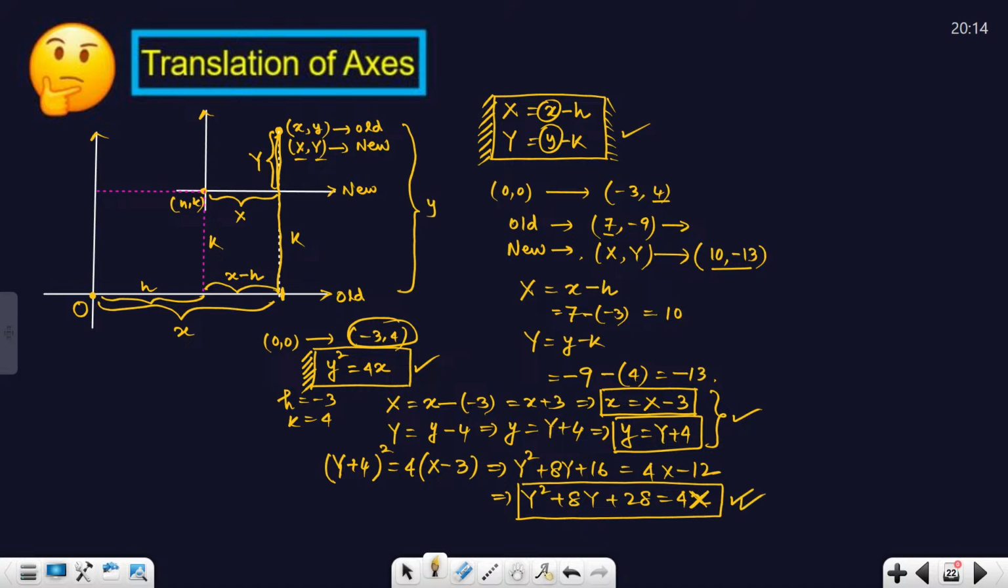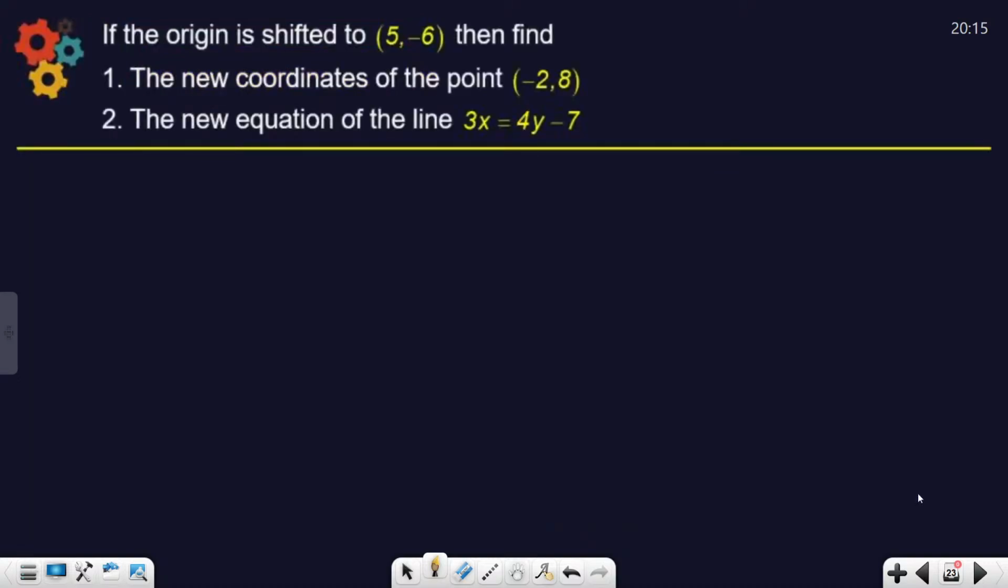Okay, in the new system, every expression will be in terms of capital X and capital Y. And in the old system, every variable will be your small x and small y. That's the thing that you have to remember. Right? Chalo, let us take a problem. See this question, the same question I have already done with you. Data was something different, but method is same.